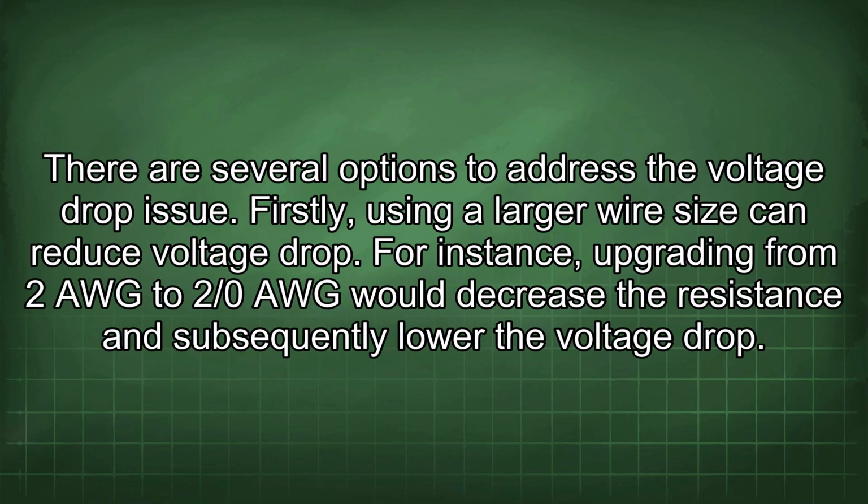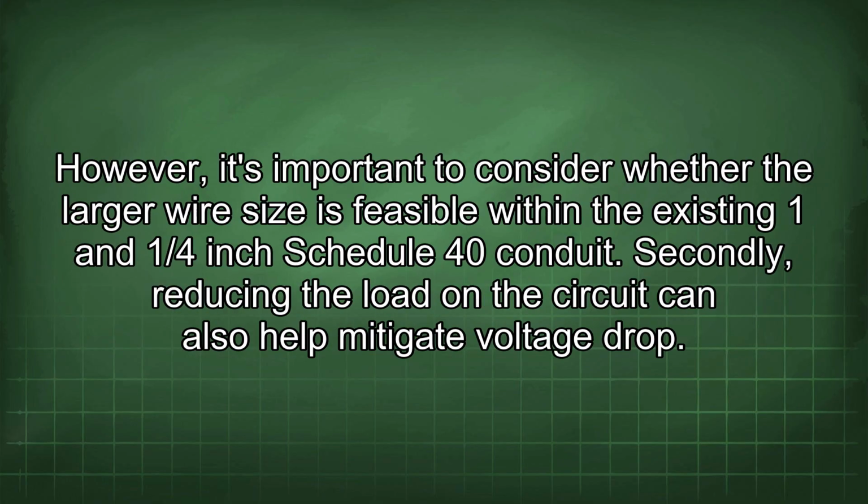There are several options to address the voltage drop issue. Firstly, using a larger wire size can reduce voltage drop. For instance, upgrading from 2 AWG to 2/0 AWG would decrease the resistance and subsequently lower the voltage drop. However, it's important to consider whether the larger wire size is feasible within the existing 1 and 1/4-inch Schedule 40 conduit. Secondly, reducing the load on the circuit can also help mitigate voltage drop.